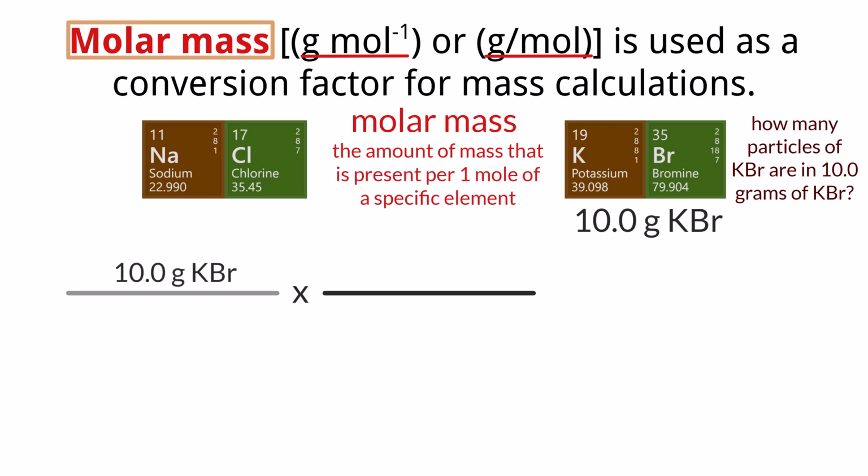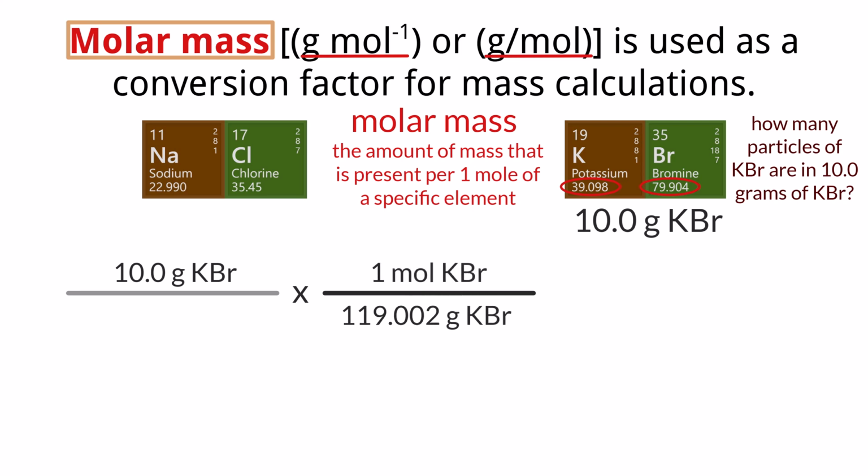The conversion factor for grams to moles is molar mass. The molar mass for potassium is 39.098 grams per mole, and the molar mass for bromine is 79.904 grams per mole. Adding those together, we get 119.002 grams per mole as the molar mass for KBr, which we will place right here for our calculation.